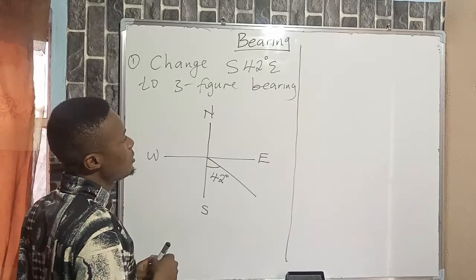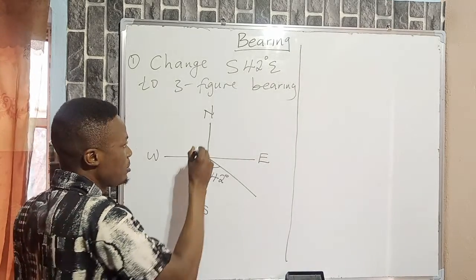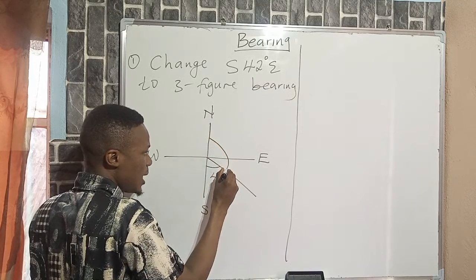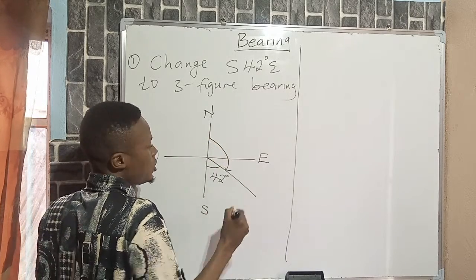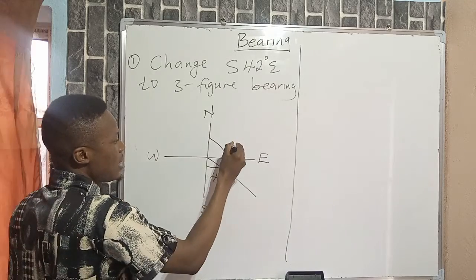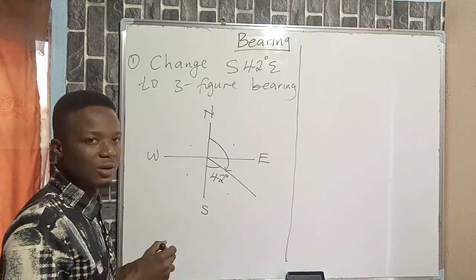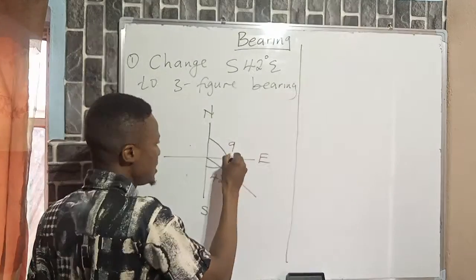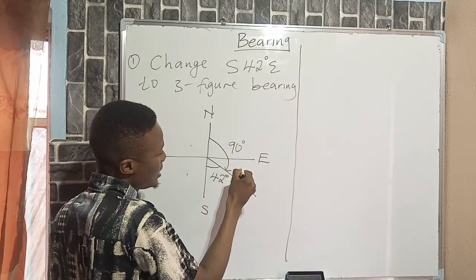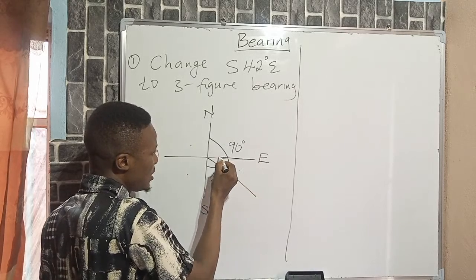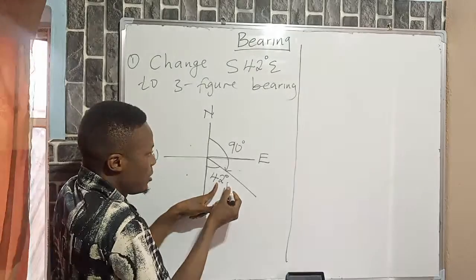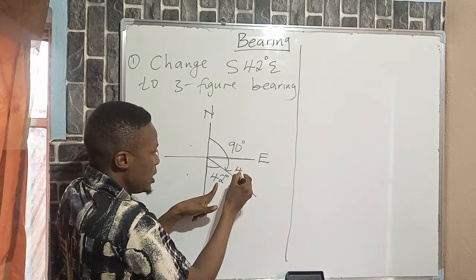Now, if you want to convert it to three-figure bearing, just start from the North Pole, begin to turn until you touch this line that you've drawn. Once you touch that line, stop. Remember that these are 4 quadrants, and each of the quadrants is 90 degrees. So here is 90 degrees. Then look at this quadrant here. This quadrant again is 90 degrees, but I have taken out 42. Therefore, the remnant should be 48 degrees.